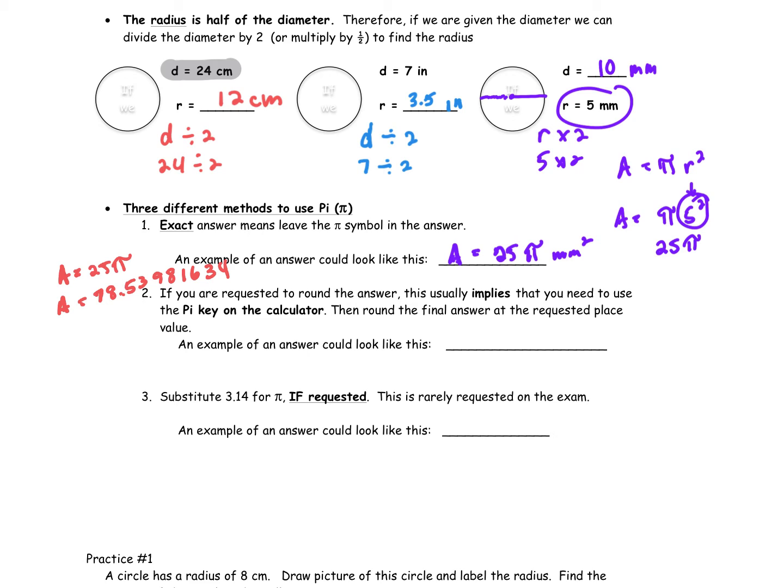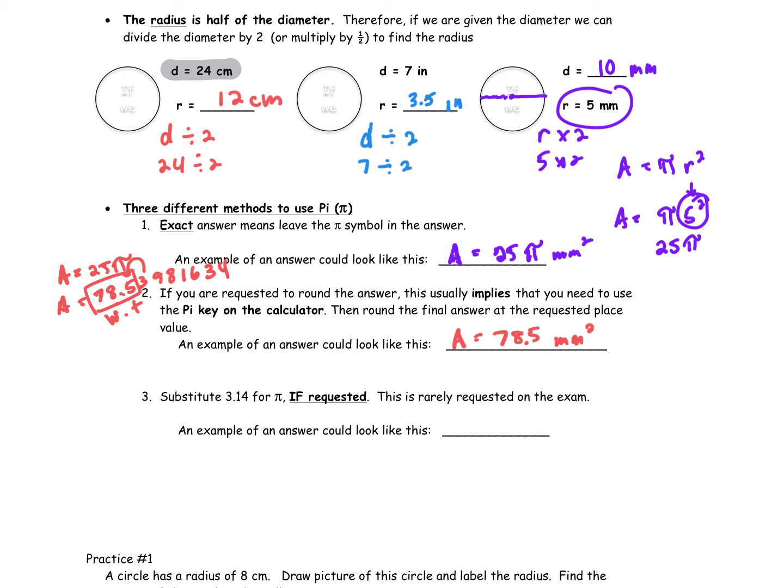We don't usually like to work with numbers that are this long. So generally, for our brains and for us to have a little bit more understanding, they usually request that we round to a certain place value. So we mentioned the tenth. So this is the whole number, dot, and tenth. We're going to round here, and this 3 would tell this 5 to stay. So an answer could look like area equals 78 and 5/10 millimeters squared.